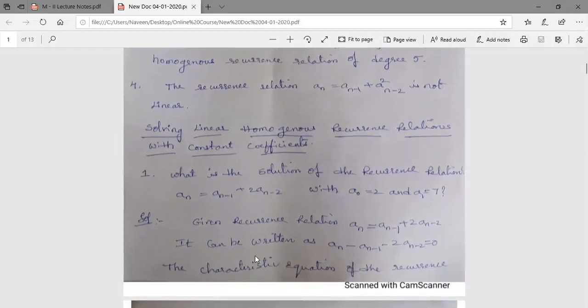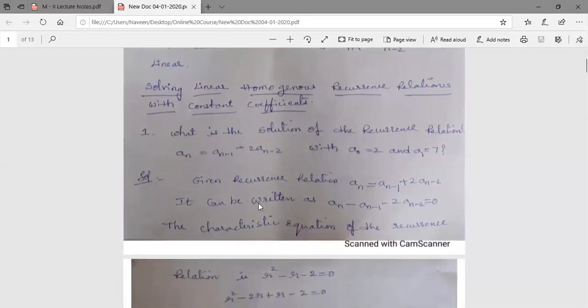Here I have taken an example. What is the solution of the recurrence relation a_n = a_{n-1} + 2 a_{n-2} with initial conditions a_0 = 2 and a_1 = 7? It is a linear homogeneous recurrence relation of degree 2. So what is the solution of this recurrence relation? I'll explain here how to solve it.